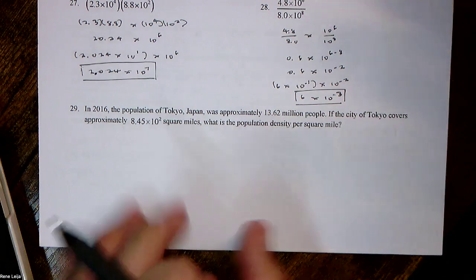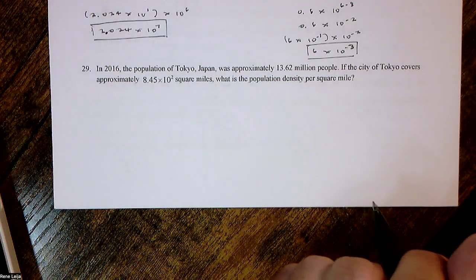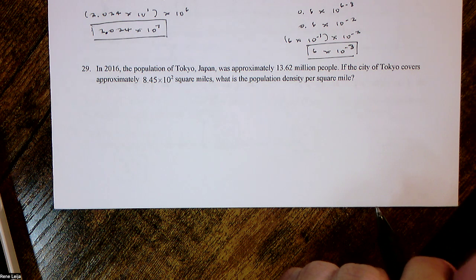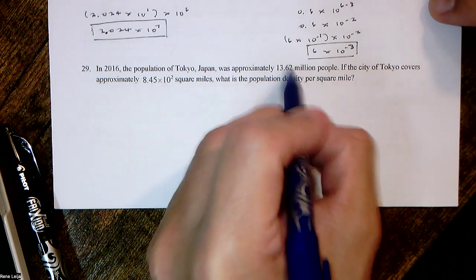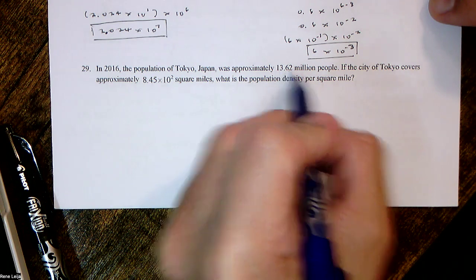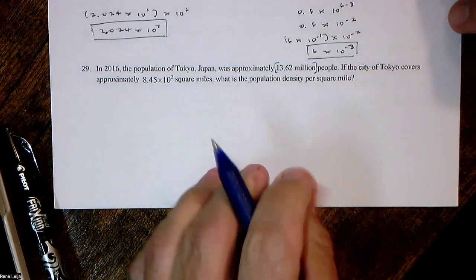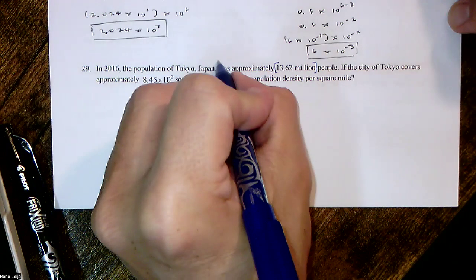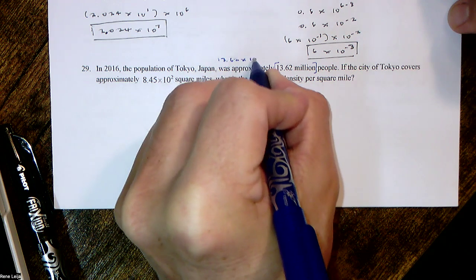All right. Now 29, you have a word problem. So it says, in 2016, the population of Tokyo, Japan was approximately 13.62 million people. If the city of Tokyo covers approximately 8.45 times 10 square miles, what's the population density per square mile? Okay, so what we have to do is, this part is the scientific notation part. So this actually means 13.62 times 10 to the 6.